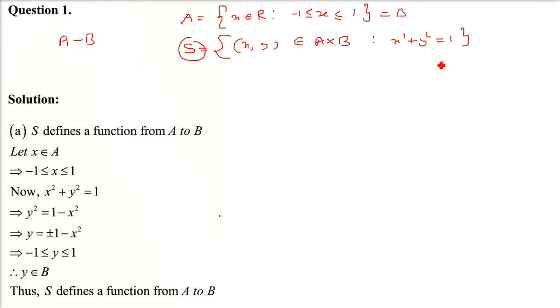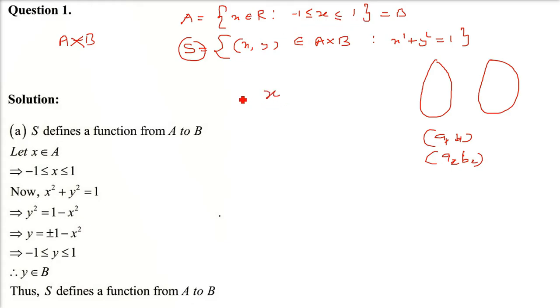So what is meant when we have a function from A to B? It means that whenever we write the ordered pair, there will not be a repetition of the first element. (a, b1), (a, b2) cannot happen. This is not possible. It has to be (a1, b1), (a2, b2). So we are talking about A cross B here. S is a function. How is it a function?